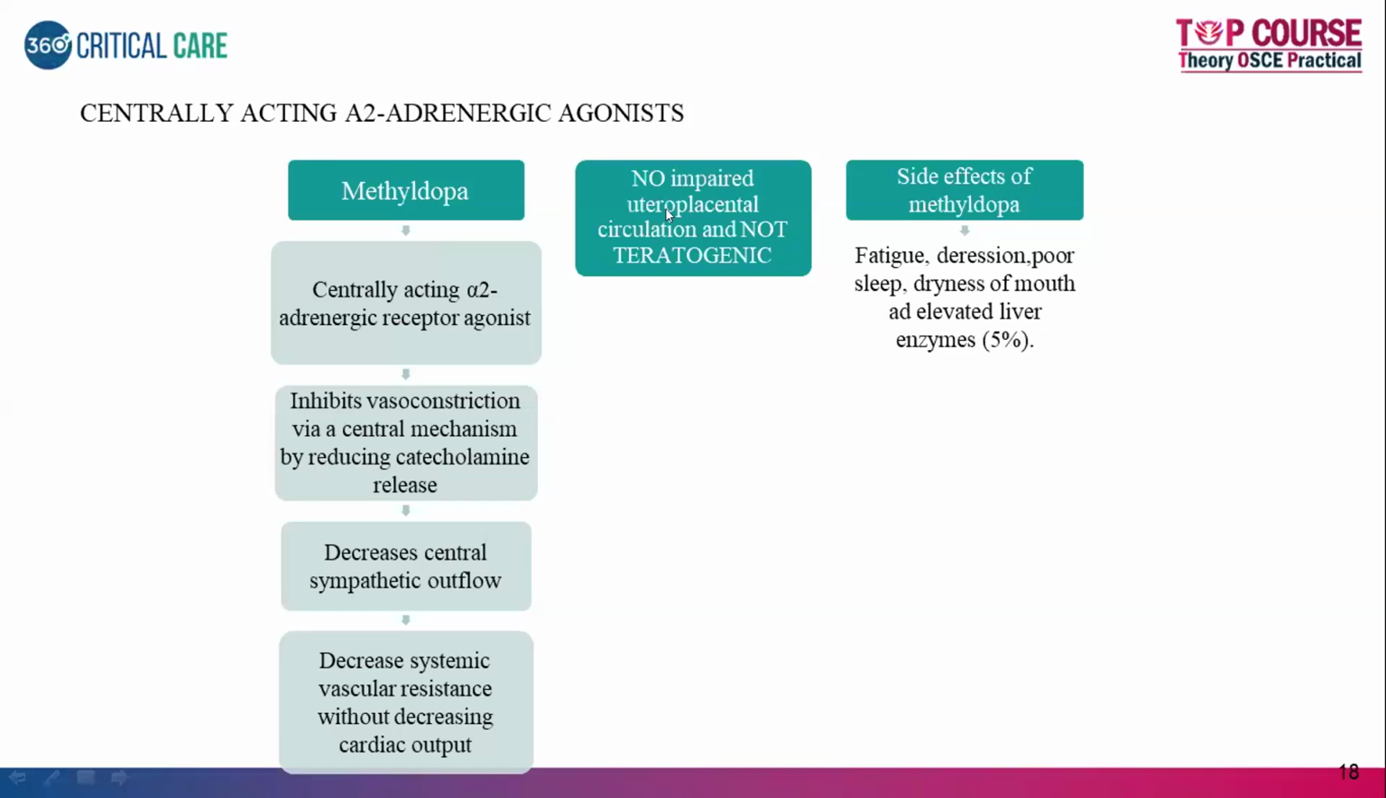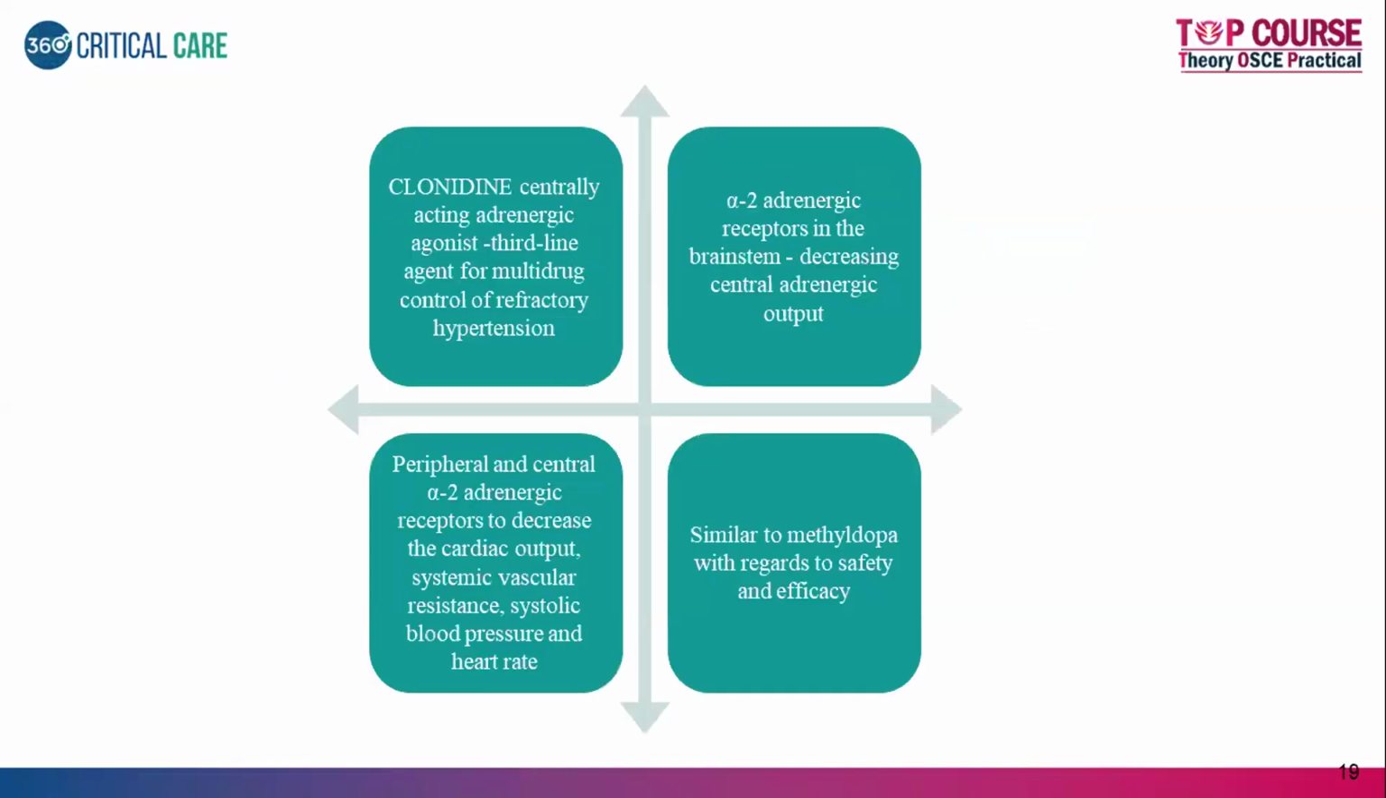There is no impaired uteroplacental circulation and hence this is not teratogenic. Hence this is one of the drugs in pregnant ladies to decrease the BP in preeclampsia. There are some side effects like fatigue, depression, poor sleep, dryness of mouth, and in around 5% patients there could be elevated liver enzymes. Okay, so this is the first group of drugs, the methyl dopa.